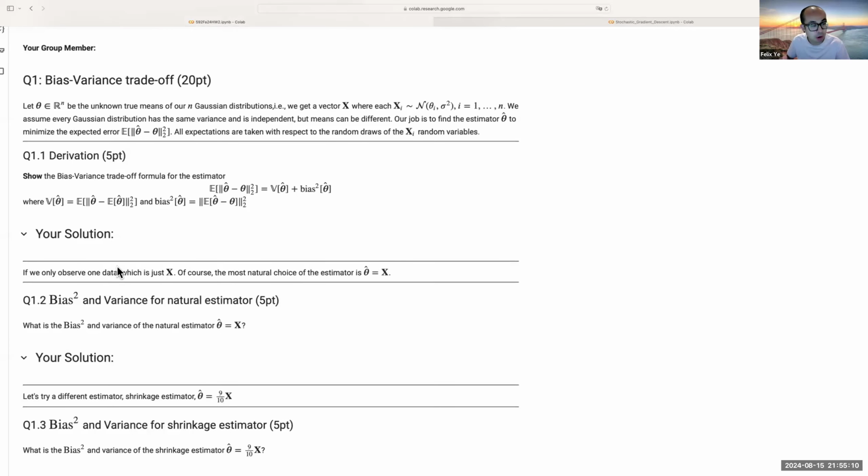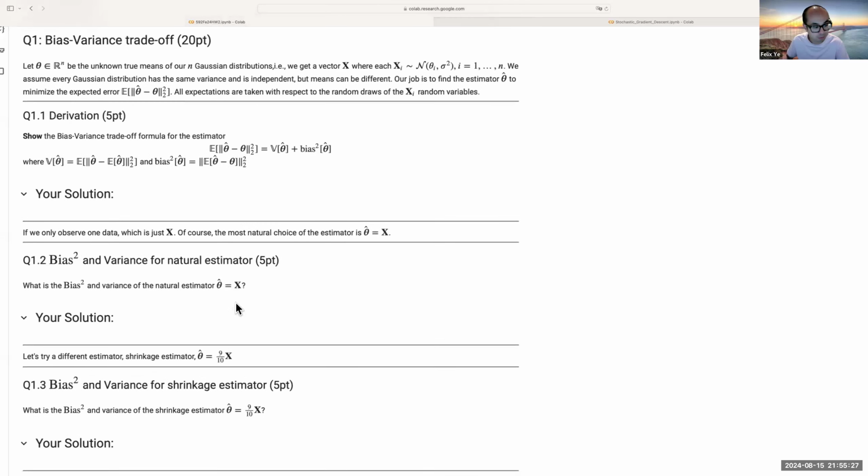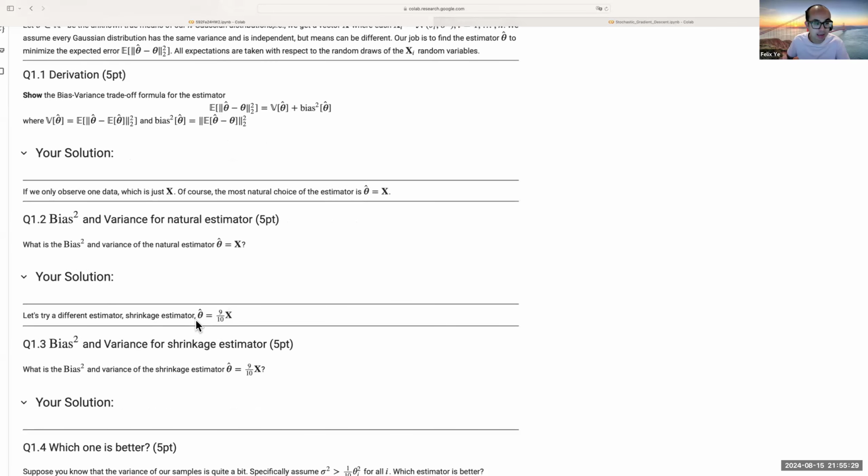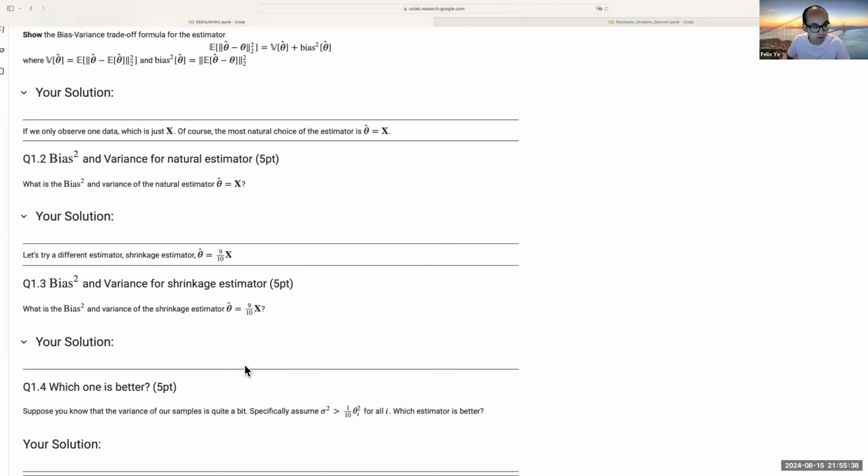But the issue is if we only observe one data point, which is x right here, obviously that would be the most natural choice for the estimator. So you calculate the bias and the variance for this one single natural estimator. And you can also try a shrinkage estimator. That means I'm going to multiply the x value here by 0.9.